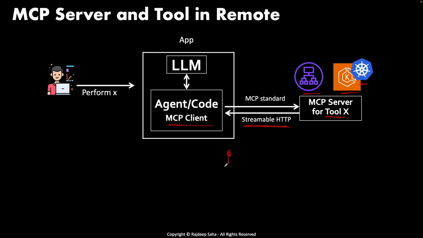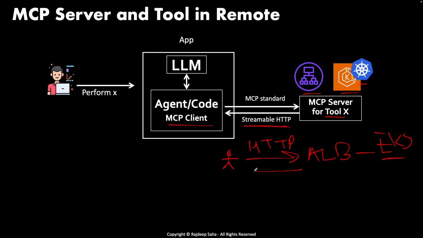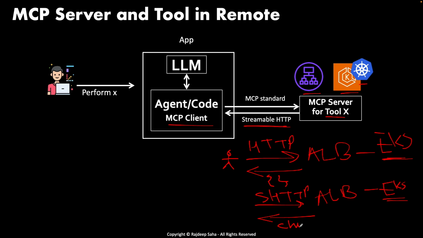So let's say you are the user here, and then there is this application load balancer, and then let's say this is EKS. If this is regular HTTP, not streamable, you send a request, and only when the request is fully processed will it be returned. Whereas in streamable HTTP, let's say SHTTP, you do not have to wait for the full answer. So even if this MCP server has a little bit of information, it can send it to you in chunks, and then when it gets the next chunks, it can send the next chunks, etc.